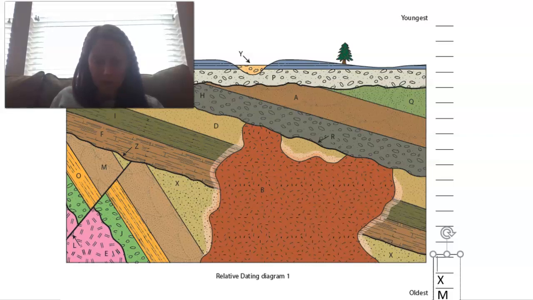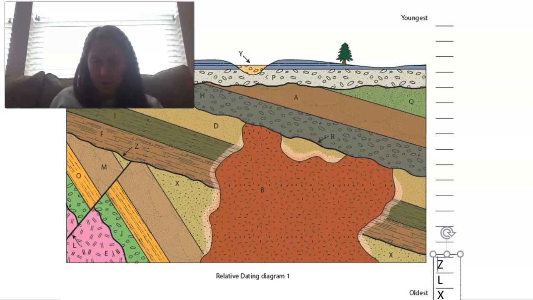After X we have, what would it be? Would it be L or would it be Z? So hopefully you're thinking it would be L, as L is cutting through all of them, but Z is not just on top of all of them, it's also on top of L. So L would be first, and then Z would come after that.